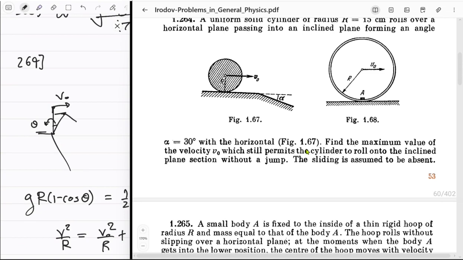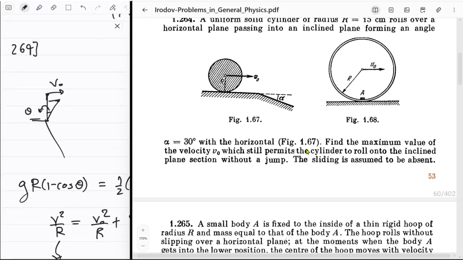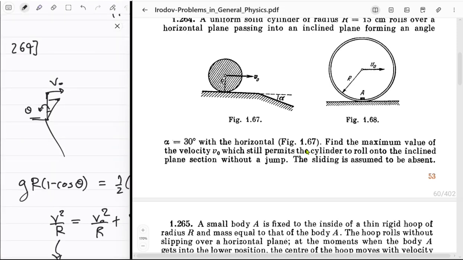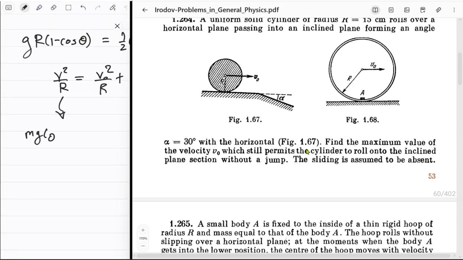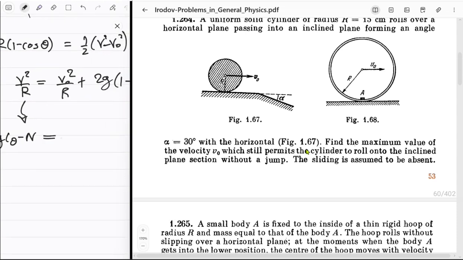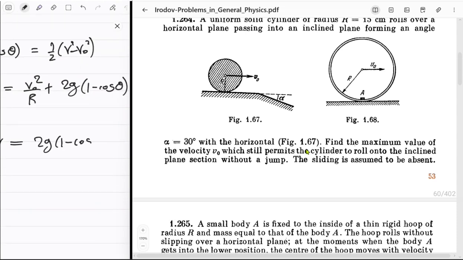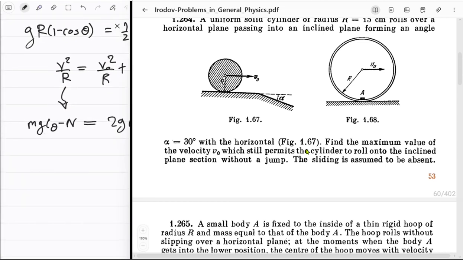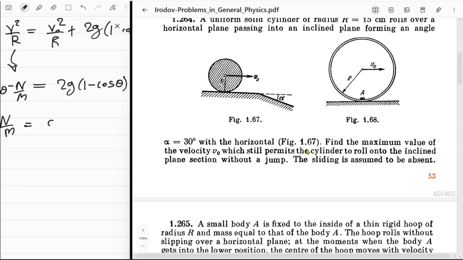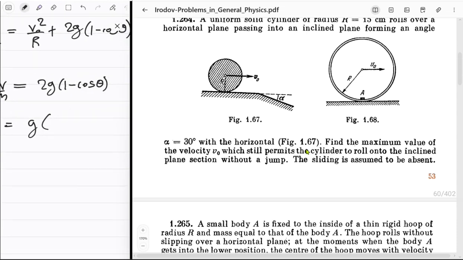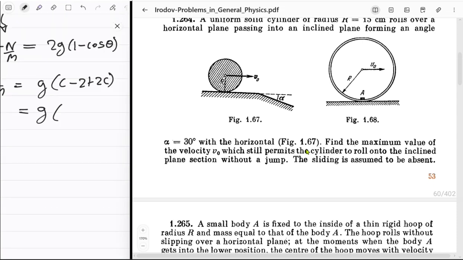It also has this tangential force. We don't care about that, do we? No. This thing will just be, what is this really? It's mg cosine theta minus normal force, right? That's equal to this thing, 2g times 1 minus cosine theta. Oh, actually, no, it's acceleration. It's not, right? So just say n upon m in that case. So n upon m is equal to what? It is g times cosine theta minus 2 plus 2 cosine theta, right? So that's just equal to g times of cosine theta minus 2.